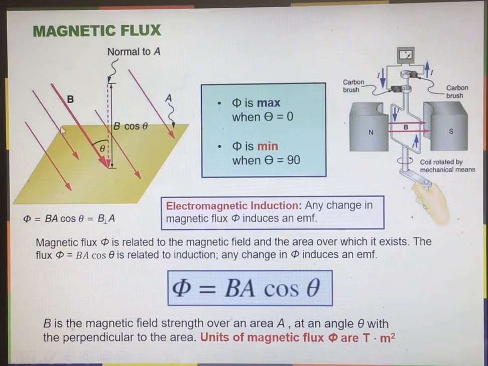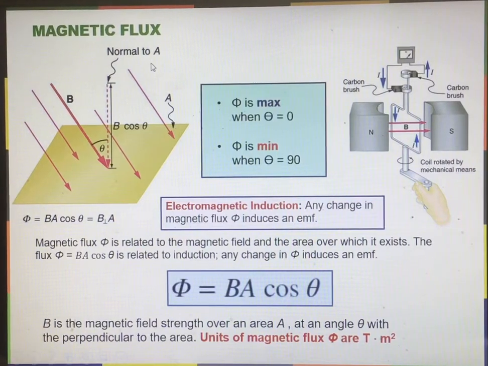All right. So now we're going to talk about magnetic flux. The magnetic flux is a quantity that is given by this equation right here. This symbol is just the strength of the magnetic field times the area times the cosine of the angle between the magnetic field and the normal to the area. So this area is just the area of a coil or a loop.